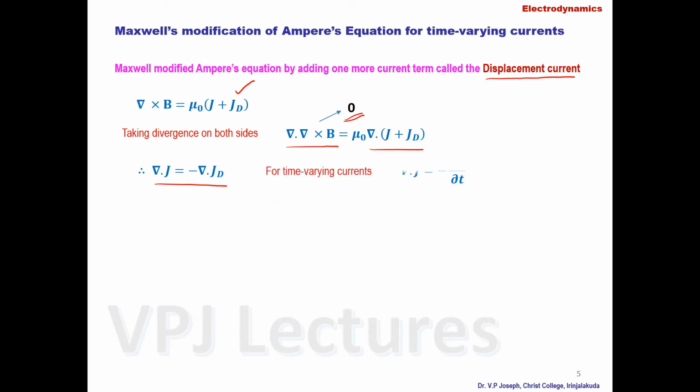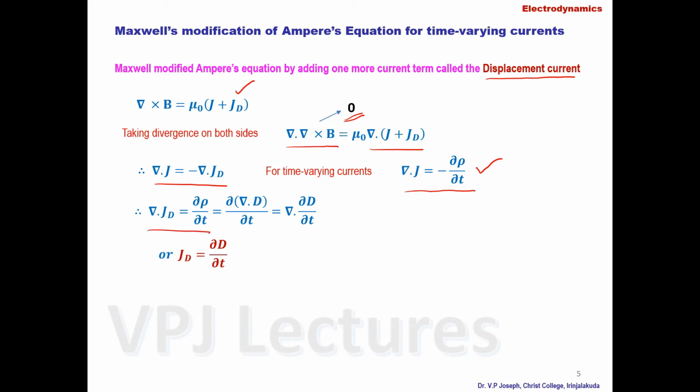Now for time varying conditions, for time varying currents, we have the equation of continuity as del dot J is equal to minus dou rho by dou T. So this is the equation of continuity for time varying currents. We are substituting that value in this equation for del dot JD. So we get del dot JD is equal to dou rho by dou T.